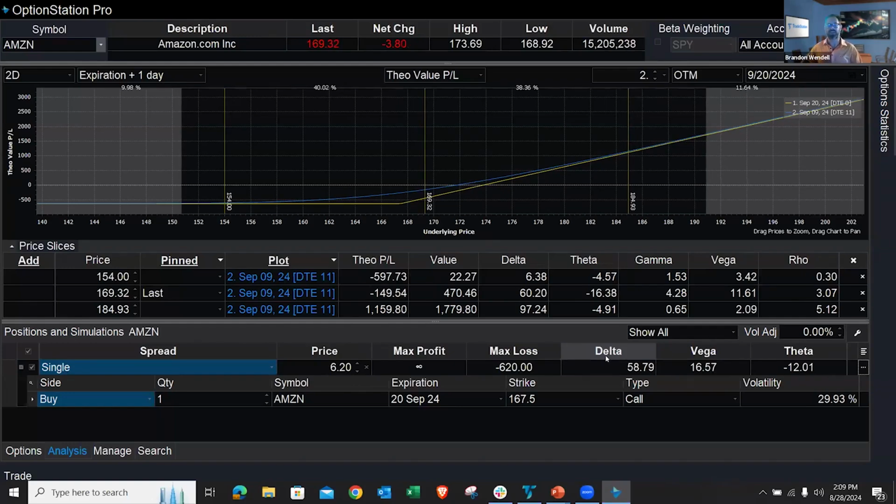So basically, you're looking at delta, that's directional risk. We have a positive delta, so we want that security to go up in value, so that way our option would also increase in value based on that delta ratio. We have theta, time value. Well, right now we have a negative theta because we purchased an option, so therefore we want time to not really go very fast and erode our option value.